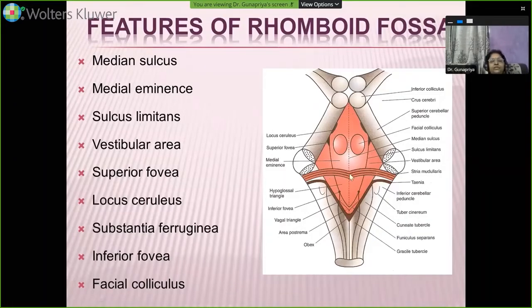So this is the upper triangular part. In this upper triangular part, you can make out a midline sulcus known as the median sulcus. On either side, you have elevated areas known as the medial eminence. What you can see is the medial eminence, the prominent area just on either side of the median sulcus. This is the median sulcus. This is the medial eminence.